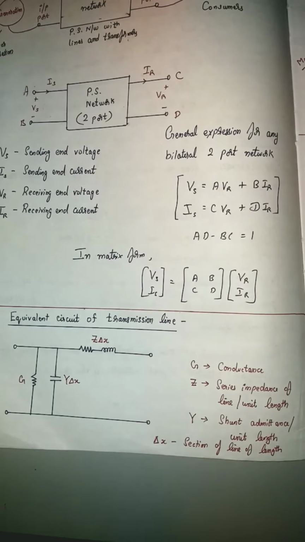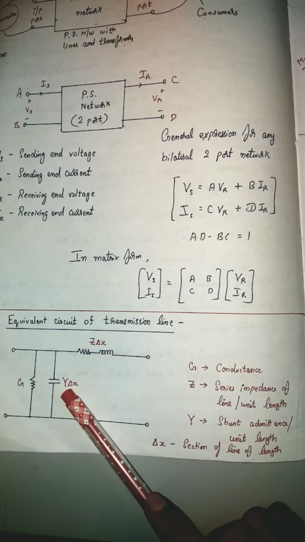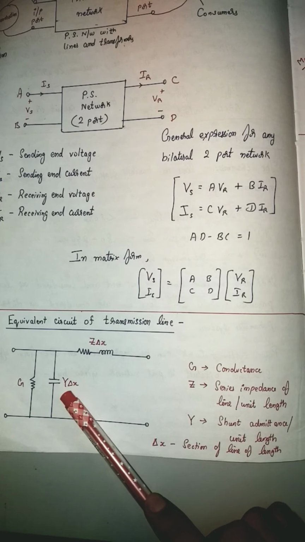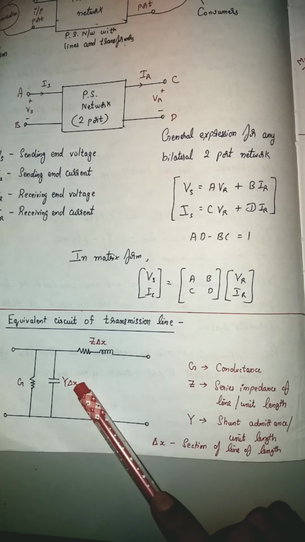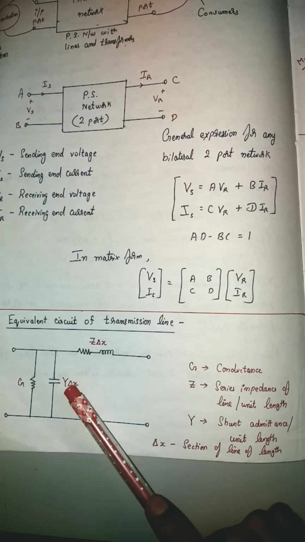Similarly, here you are having the admittance. Admittance, as you very well know, is the reciprocal of impedance. Z is equal to 1 by Y. So Y is nothing but the admittance of the line, or shunt admittance of the line per unit length. Delta X is the actual length. So admittance per unit length into the length will give you the actual admittance.